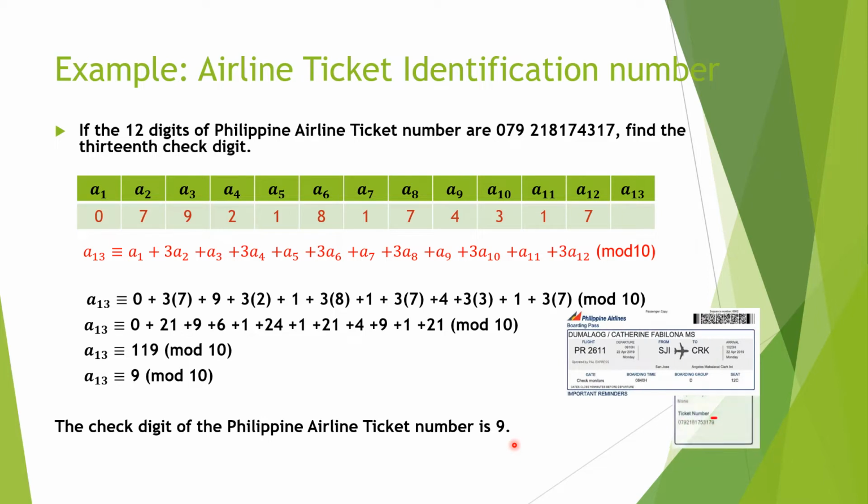So here is an actual Philippine airline ticket number from Philippine Airlines. It has the same check digit, which is 9.